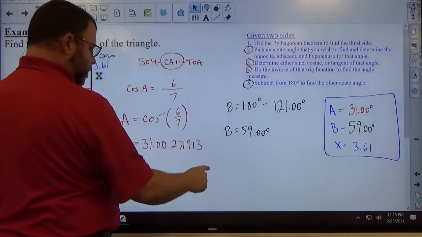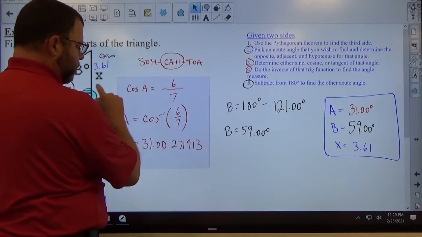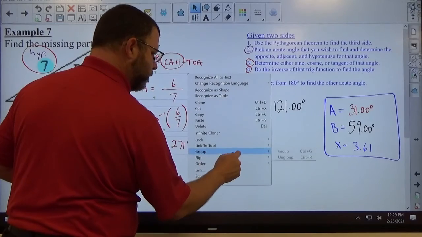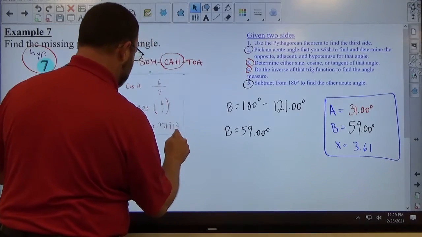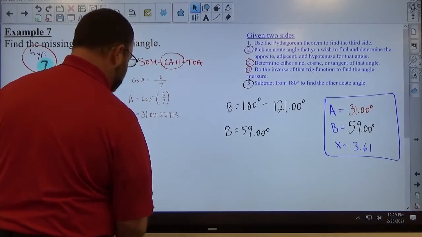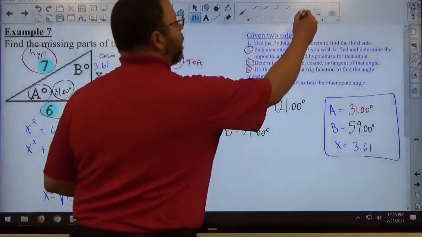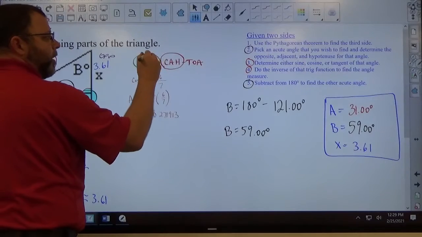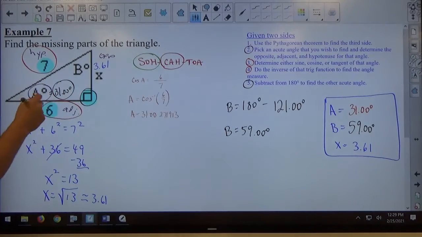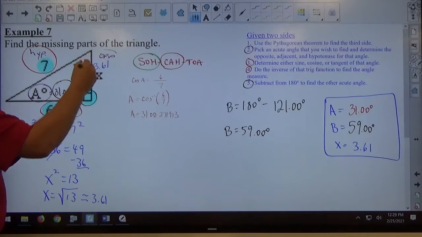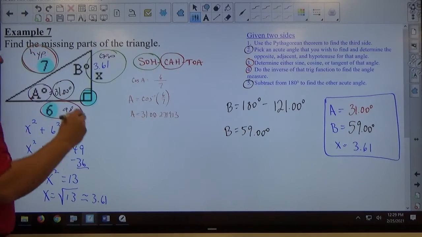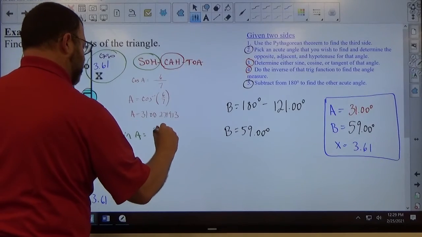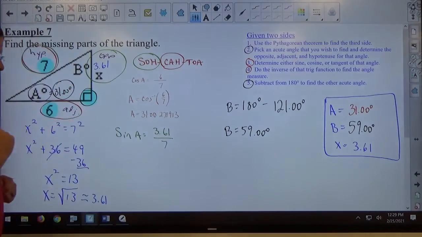Now real quick, let me just go back to this part here, just to show you what I'm talking about. I'm going to group that and make it a little bit smaller, get it out of the way. Suppose right here, instead of doing cosine, I chose to do sine instead. If I'm doing sine, sine of A should be the opposite measure over the hypotenuse, right? So sine of A equals 3.61 over 7.